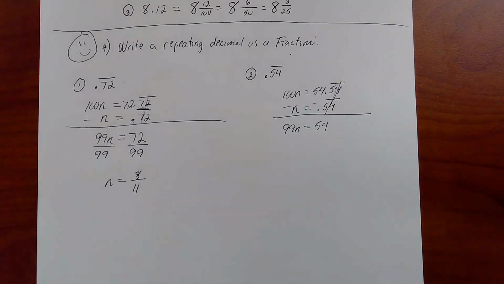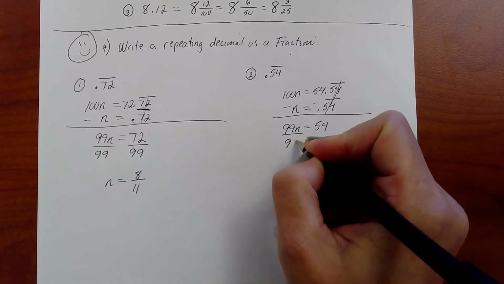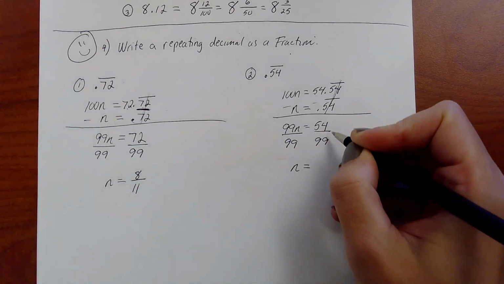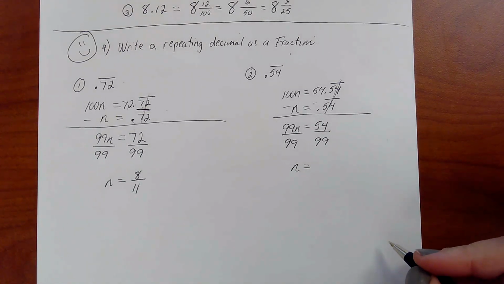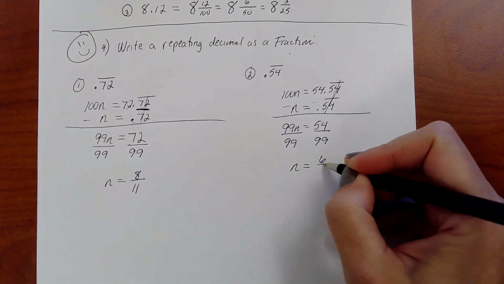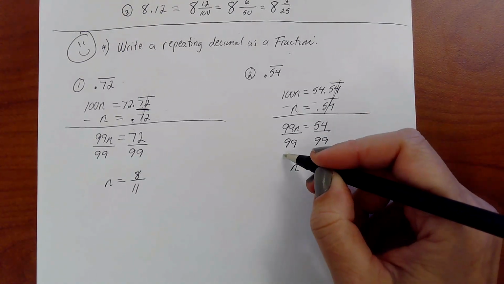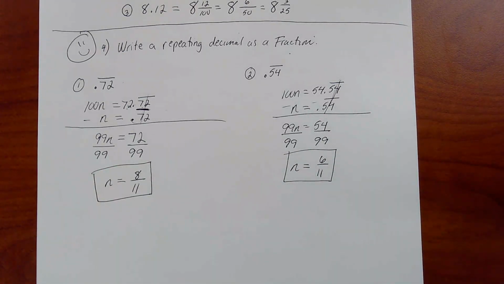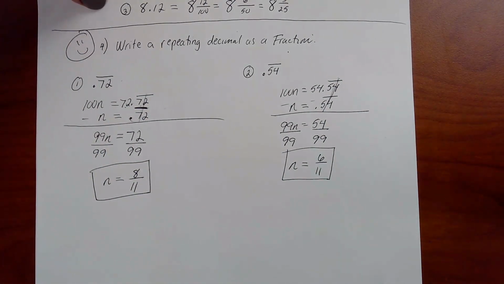Okay, try to get n by itself here. Divide by the 99. And just reduce if you can. I can divide these by 9 again, so that's 6/11. Nice. Okay, let's try different kinds.